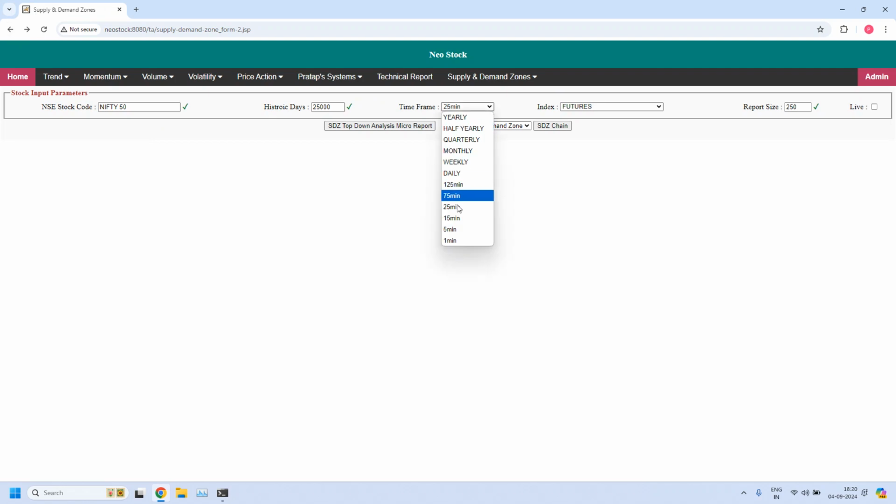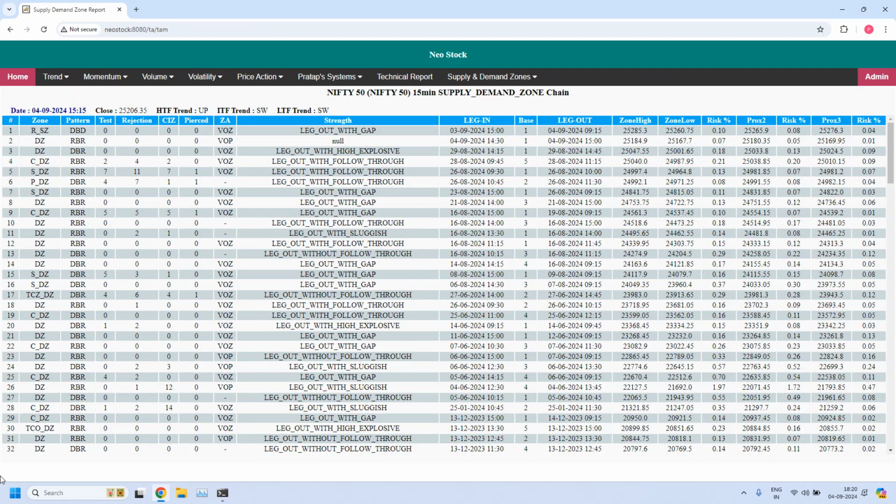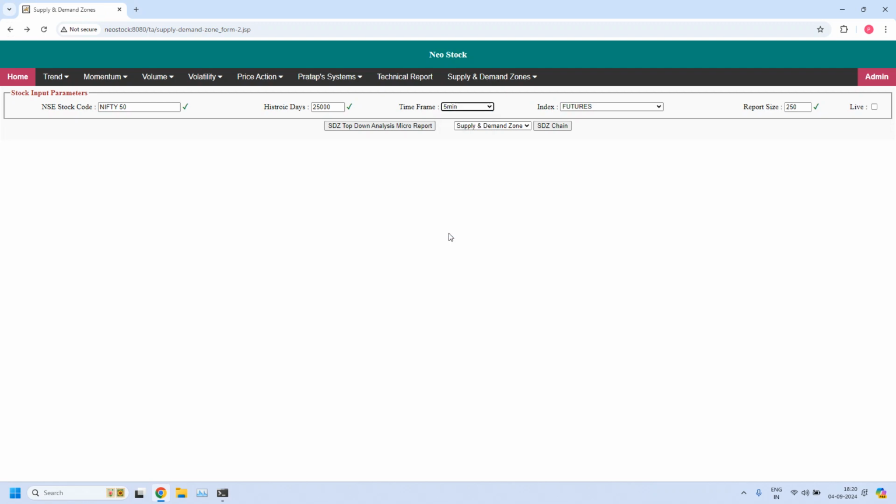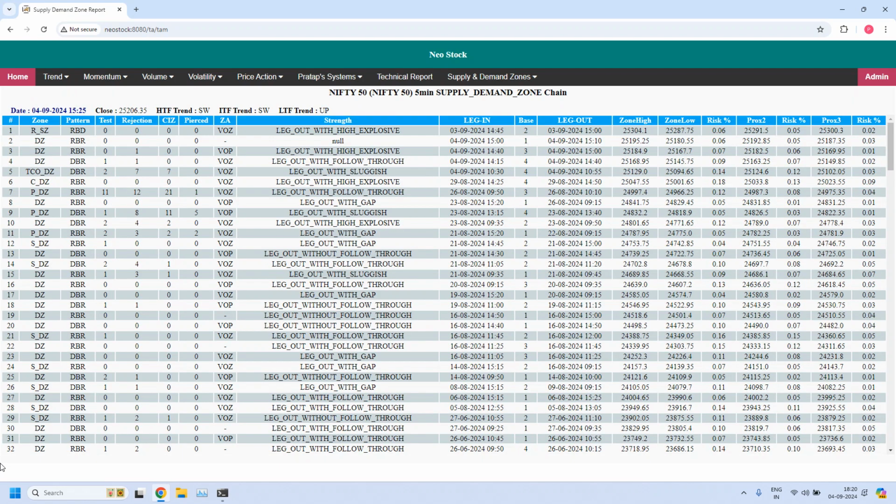Next time frame is 15 minutes. I am generating 15 minutes supply demand zone chain for Nifty. Next time frame is 5 minutes. I am generating 5 minutes supply demand zone chain for Nifty. So this is about Nifty supply demand zone chain.